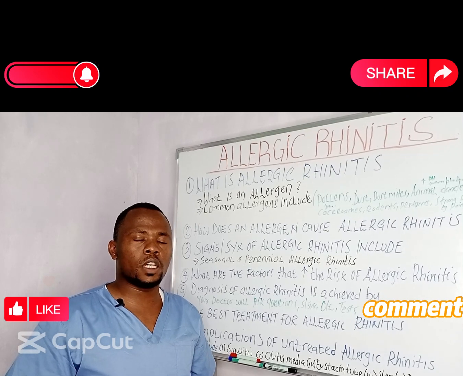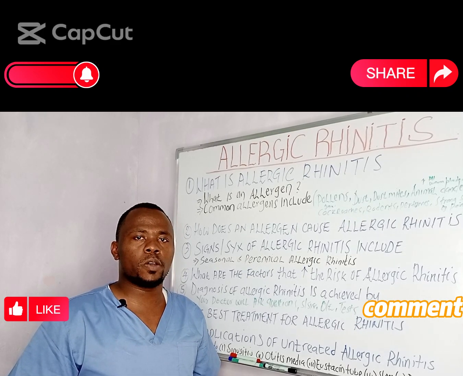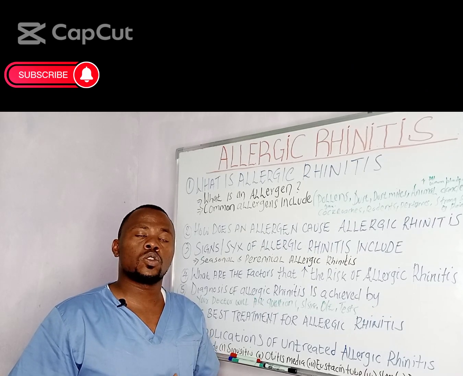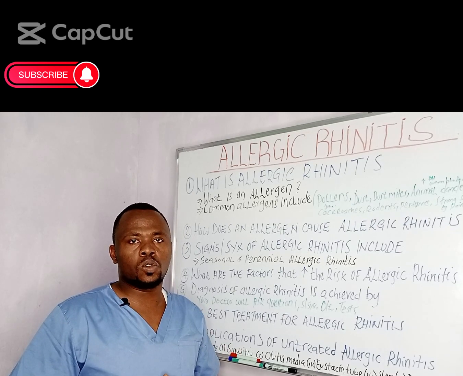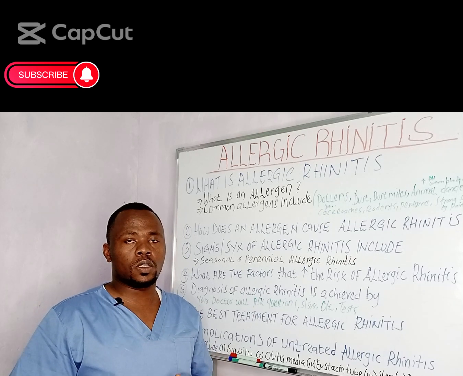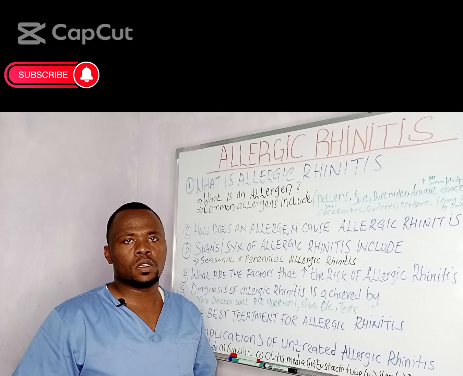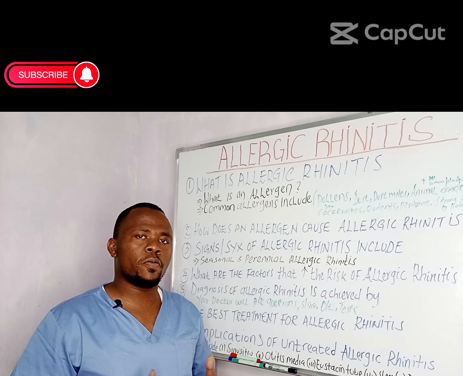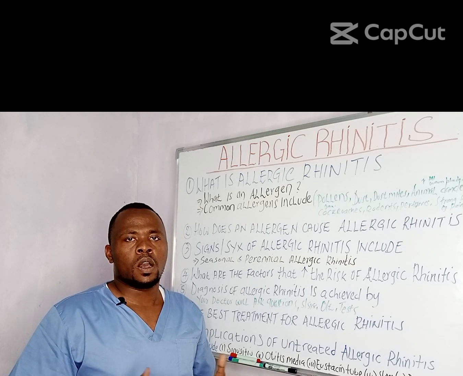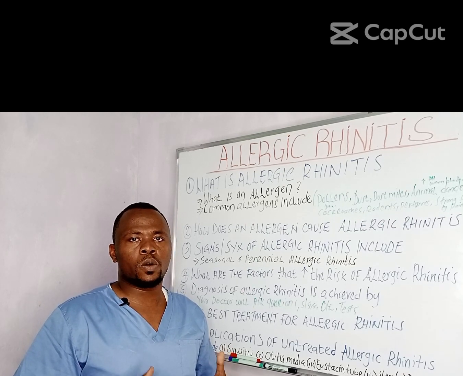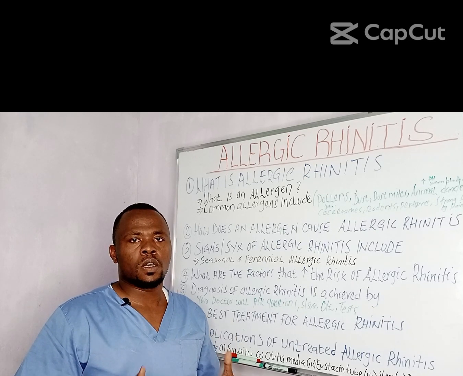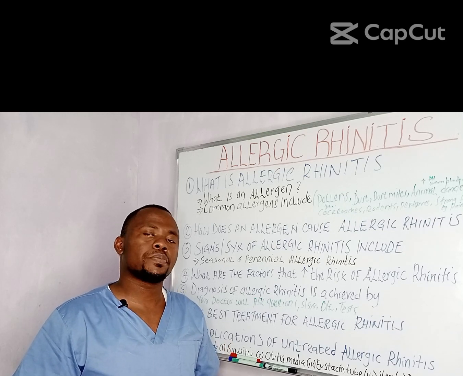What is allergic rhinitis? Allergic rhinitis is the inflammation of the mucous membrane that lines the nose. It is due to overreaction of the immune system to an allergen. What is an allergen? An allergen is a harmless substance that is capable of producing an immune allergic reaction. When your body recognizes an allergen as a harmful substance, that's when an allergic reaction occurs.